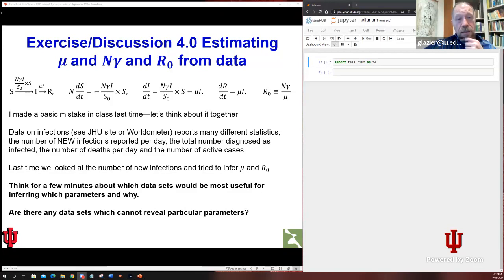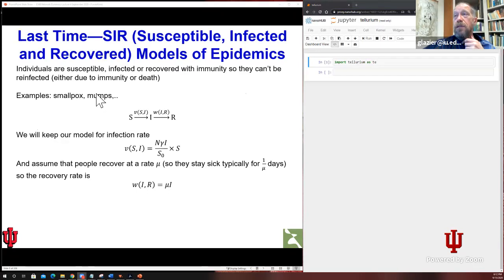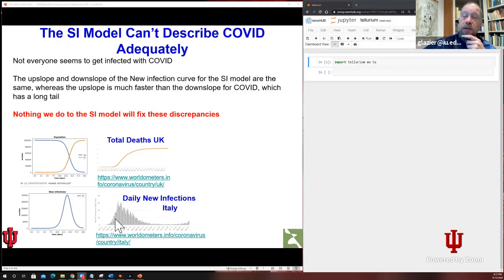Does anybody have any ideas they want to share about that? One thing I could ask is, do you remember what data set we looked at last time? What we looked at was the rate of new infections. Here's the rate of new infections, and it comes up, has a peak, and then comes down again. And then we compared that to the rate of new infections in the SI model, which is okay.